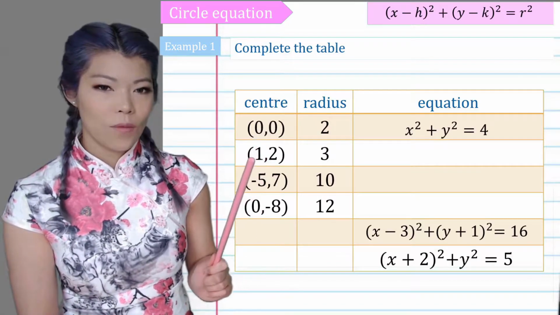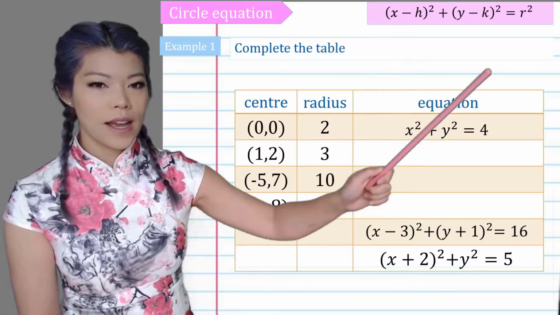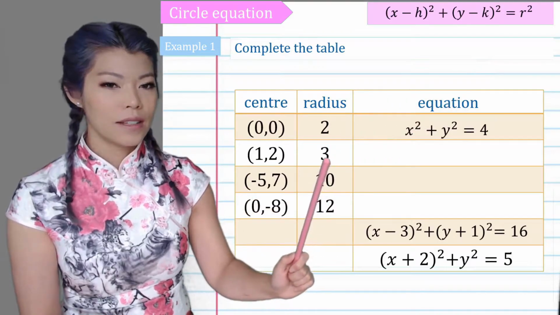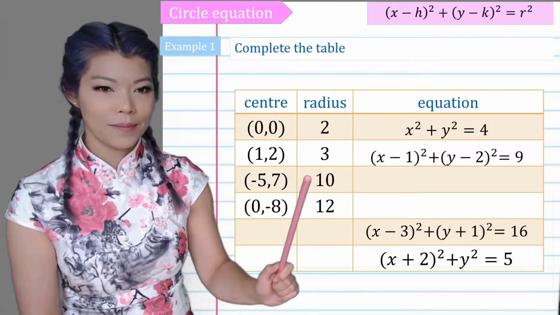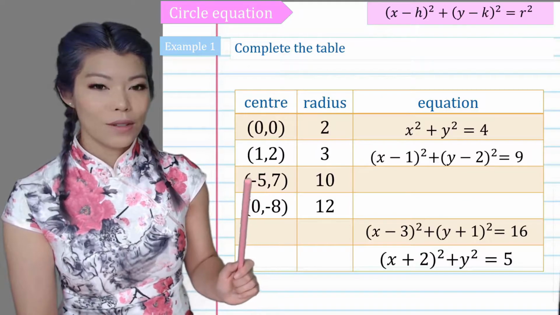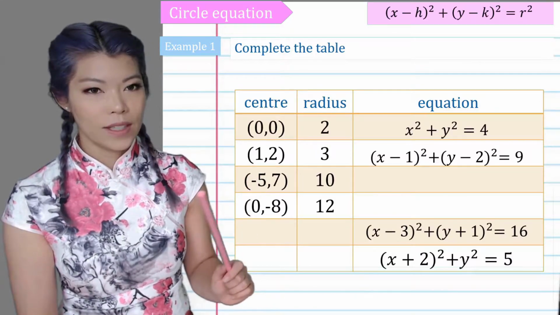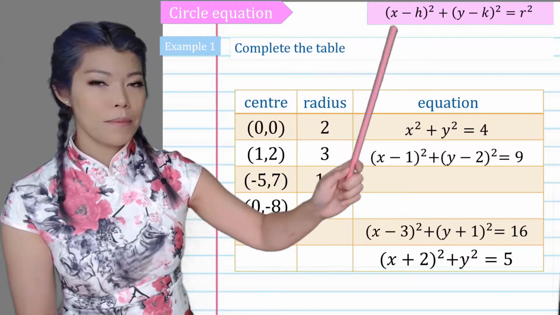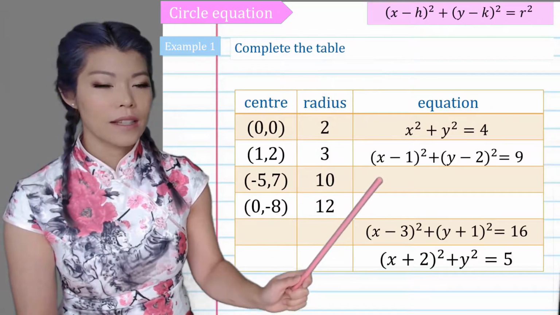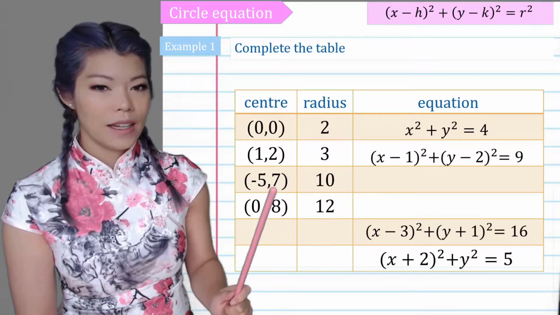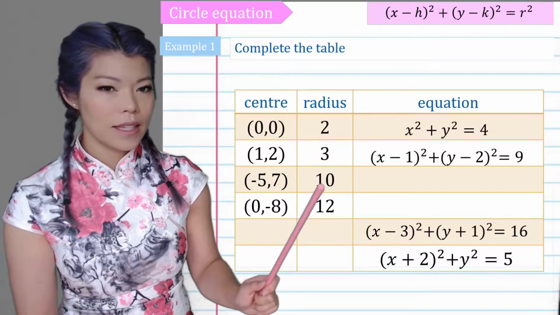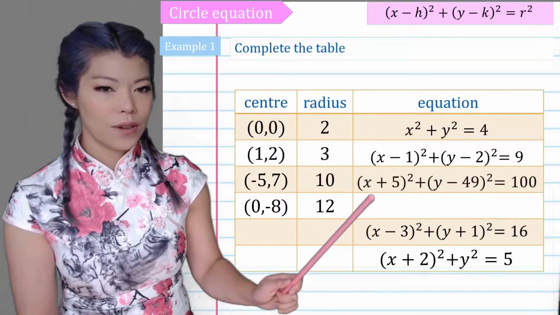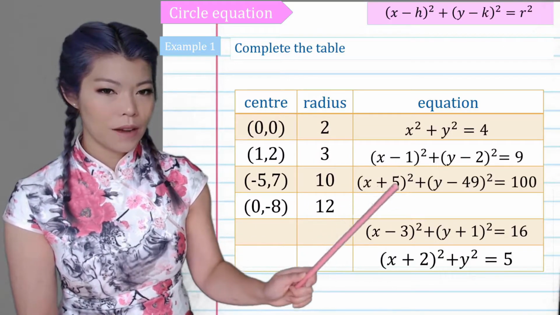Here we have the center at 1, 2, so our h is 1, our k is 2, and the radius is 3, so 3 squared is 9. Here the horizontal translation is negative 5, or moving to the left. So when you put x minus negative 5, you're going to have x plus 5. And then y minus 7, and 10 squared is 100. So notice this plus 5.